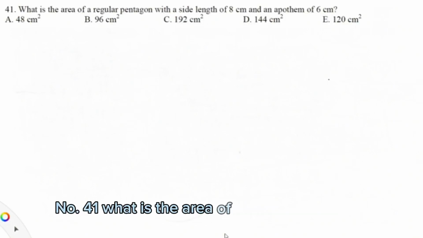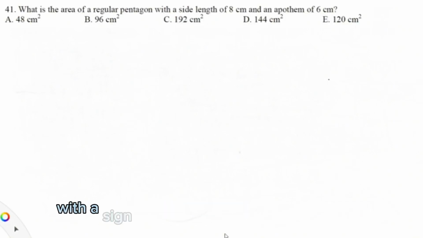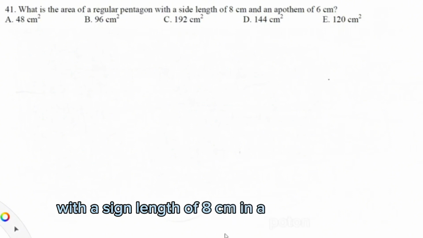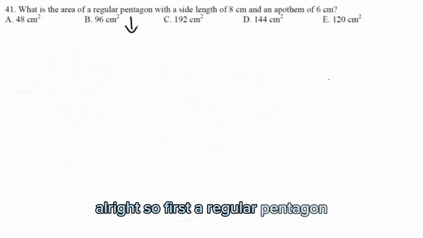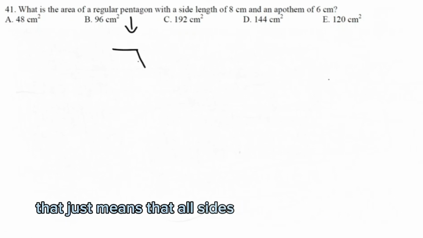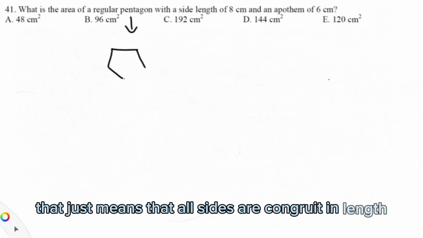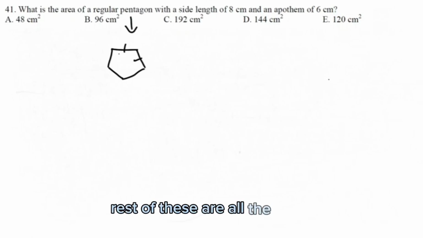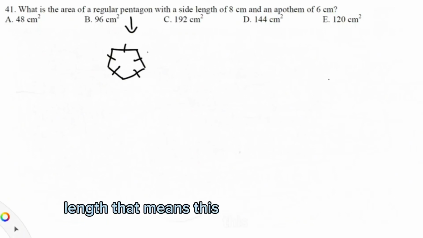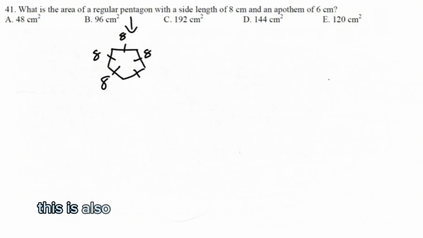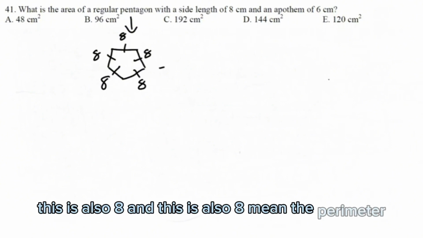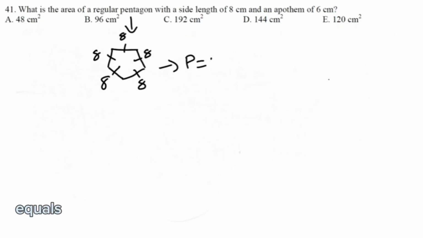What is the area of a regular pentagon with a side length of 8 centimeters and an apothem of 6 centimeters? Alright, so first, a regular pentagon just means that all sides are congruent in length. So these are all the same length. That means this is a side length of 8, this is also 8, this is also 8, this is also 8, and this is also 8. Meaning the perimeter equals 40.